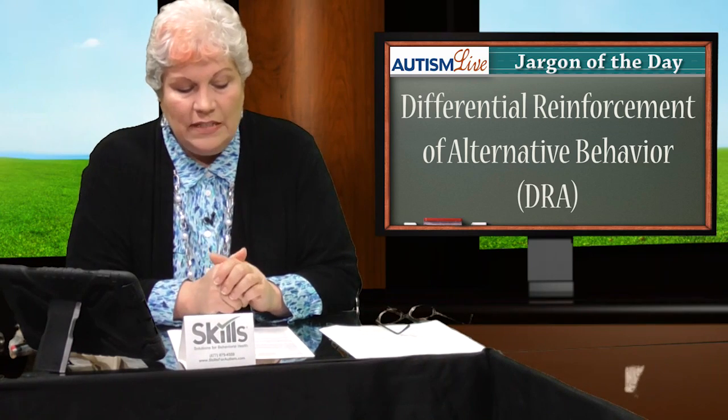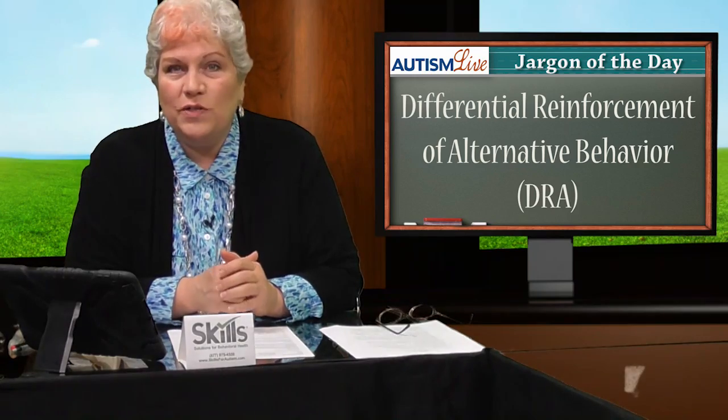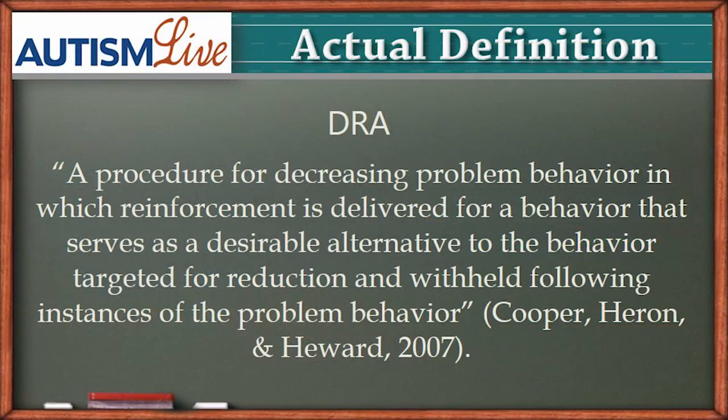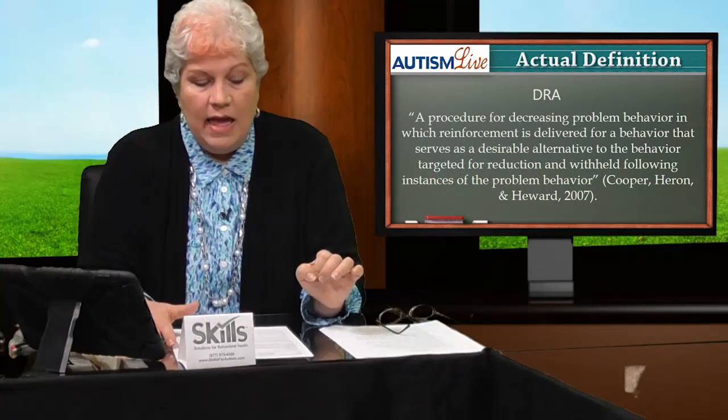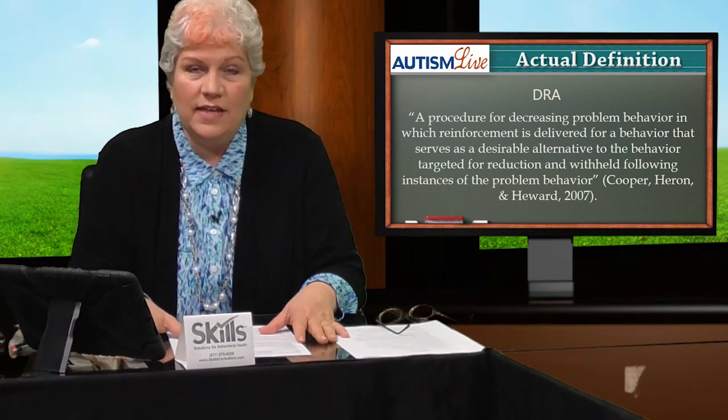DRA, Differential Reinforcement of Alternative Behavior, and here's our actual definition. A procedure for decreasing problem behavior in which reinforcement is delivered for a behavior that serves as a desired alternative to the behavior targeted for reduction and withheld following instances of problem behavior. That comes to us directly from Cooper, Heron, and Heward, the 2007 edition.